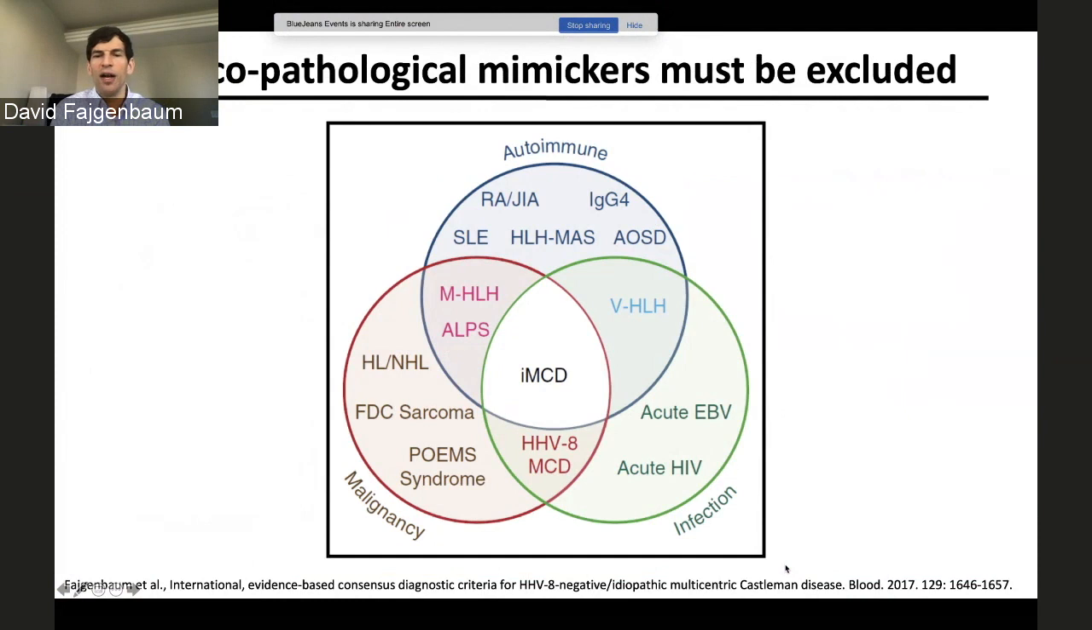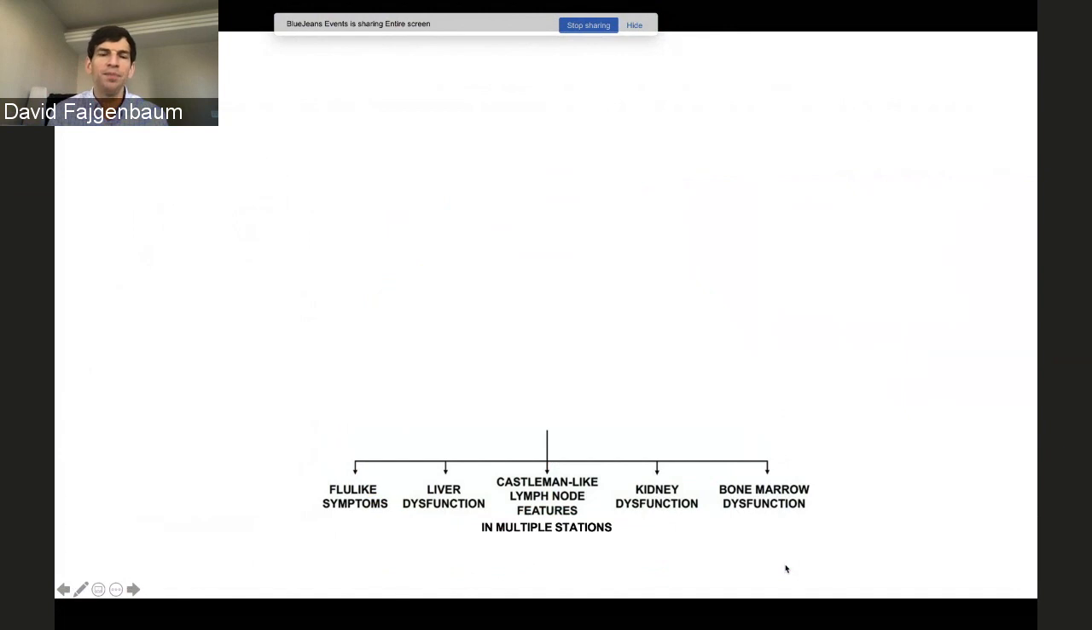And you can see here, iMCD really sits at the intersection between autoimmune, malignant, and infectious diseases. And as you look at this Venn diagram, you see that there are a number of conditions that can ignite cytokine storms, like HLH. Here, of course, iMCD, you can get a cytokine storm looking picture with an acute EBV and HIV infection. And of course, now we know that's the case with COVID-19.